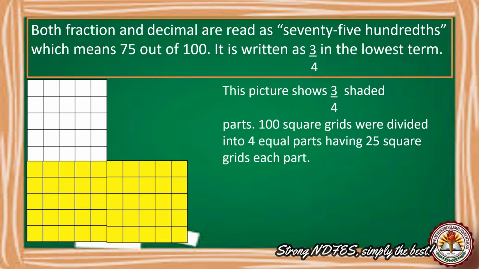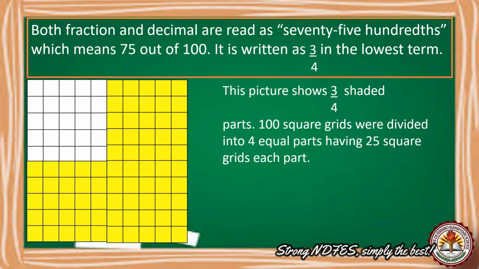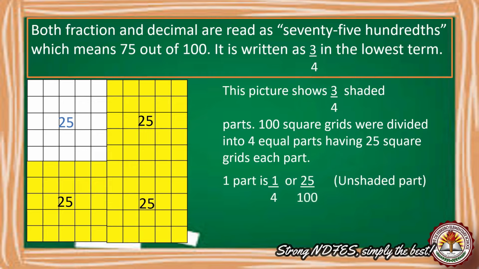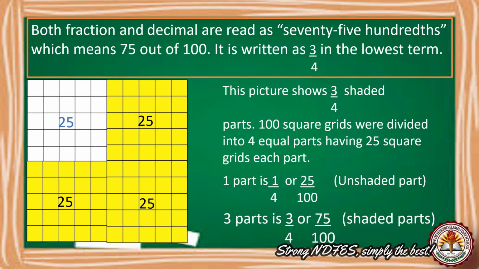1, 2, 3, 4. Having 25 square grid each part. This is 25. This is also 25. Another 25. And last, this is also 25. One part is 1/4 or 25 out of 100, the unshaded part. 3 parts is 3/4 or 75 over 100, the shaded parts.